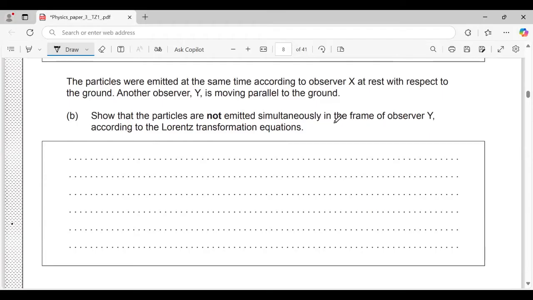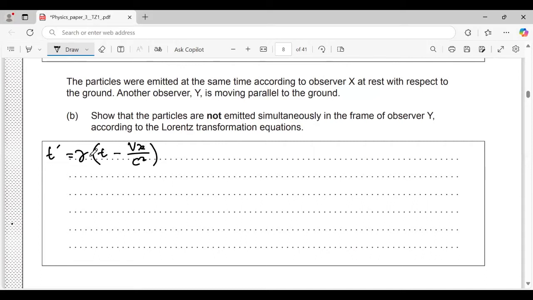and the formula is this one, where I would like to write here that t' equals gamma times (t minus vx over c squared). t' is time in the frame of observer Y, while t is time in the frame of observer X. So this is Y, this is X. Then x is the position in the frame of observer X. V is the relative velocity of Y with respect to X.